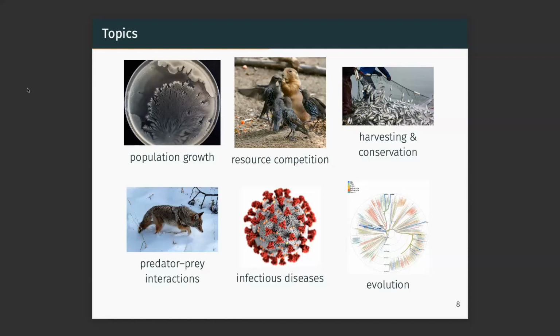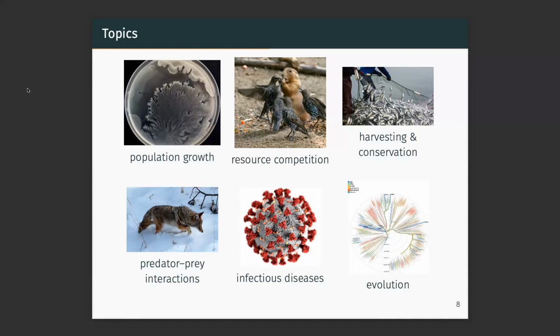We're then going to be moving on to thinking about interactions between species, where we need some slightly more complicated models and methods. Starting off with some ideas about resource competition. What happens if we have either individuals within species competing for the same resources or competition between species? How does that affect their coexistence? How does that even affect their evolution?